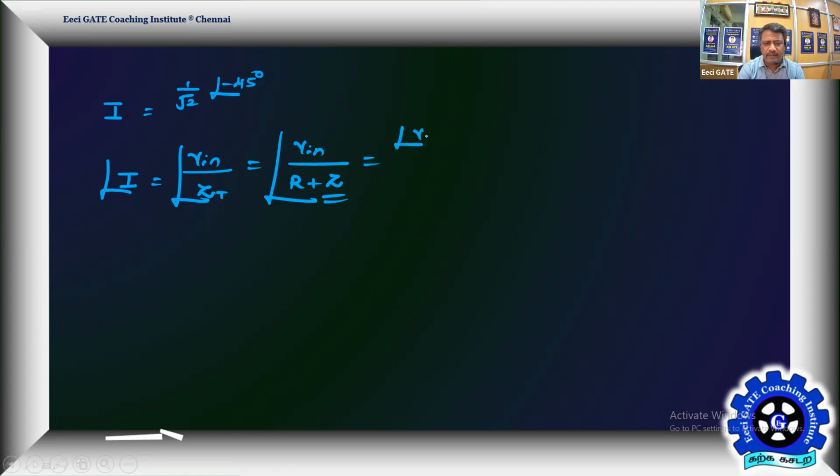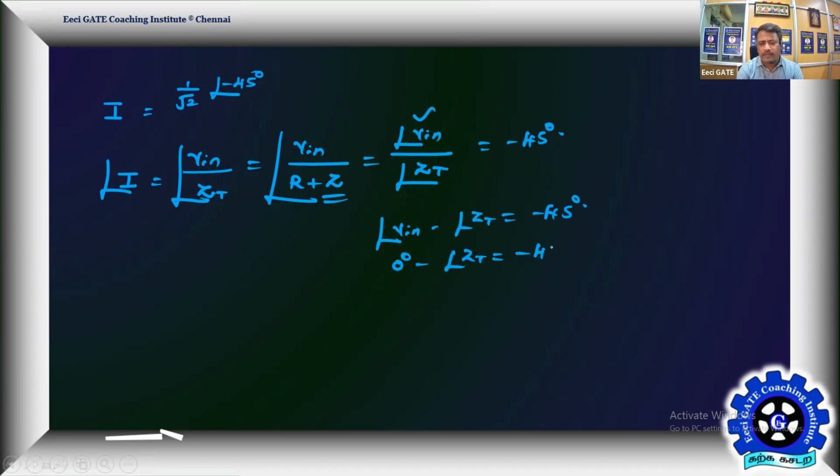So the numerator angle will be angle V in, and the denominator angle will be the angle of the total impedance. That is equal to minus 45 degrees. Who will contribute the angle? Angle of V in is 0, so it is angle of V in minus angle of Z total, which should equal minus 45 degrees. So 0 minus angle of Z total equals minus 45 degrees, meaning angle of Z total should be 45 degrees. That means the total impedance angle of the circuit should be 45 degrees.